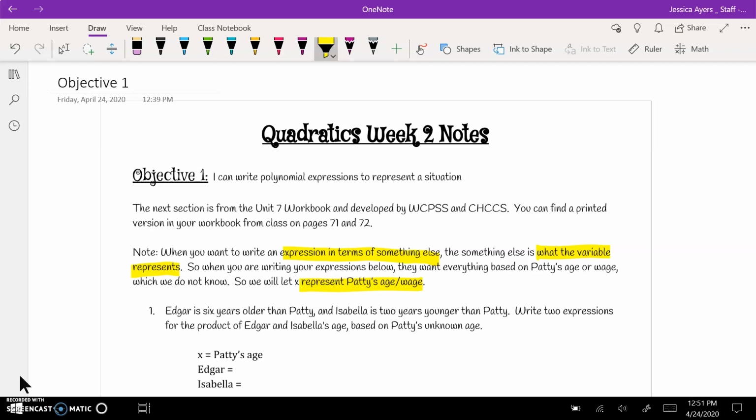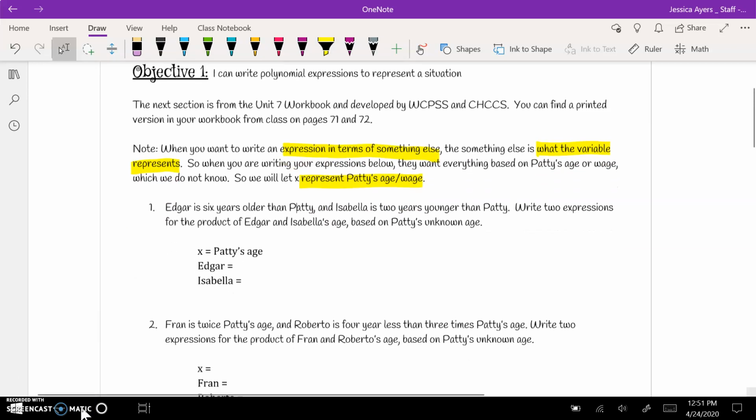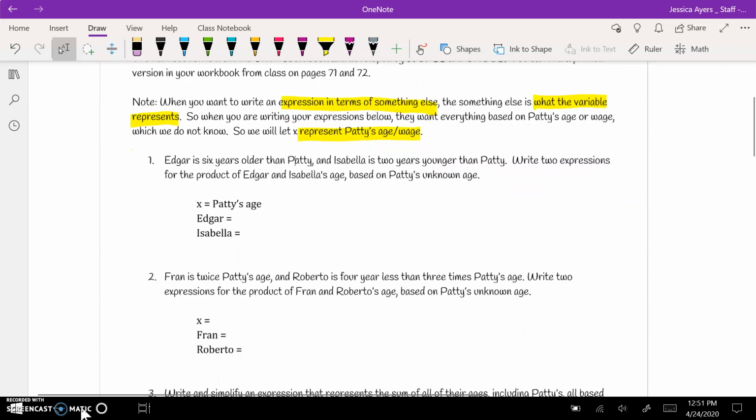So if we look at number 1, Edgar is 6 years older than Patty, and Isabella is 2 years younger than Patty. We want to write 2 expressions for the product of Edgar and Isabella's age based on Patty's unknown age. So you can see that I've already let X be equal to Patty's age for you.